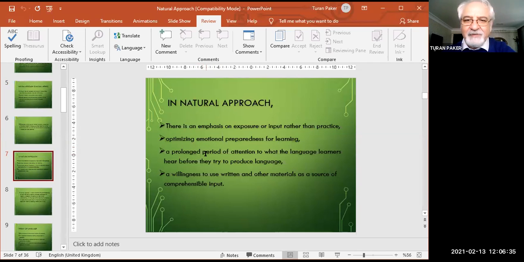emotional preparedness for learning. A prolonged period of attention to what the language learners hear before they try to produce language, and a willingness to use written and other materials as a source of comprehensible input. So any kind of thing can be a source of material. Whatever is spoken in the world is a material that you can take into your classroom.